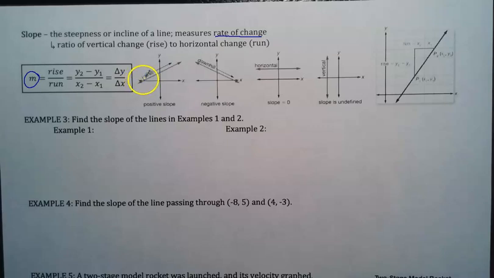We have positive slope that goes uphill, negative slope comes downhill, zero slope is horizontal, and slope is undefined is a vertical line.